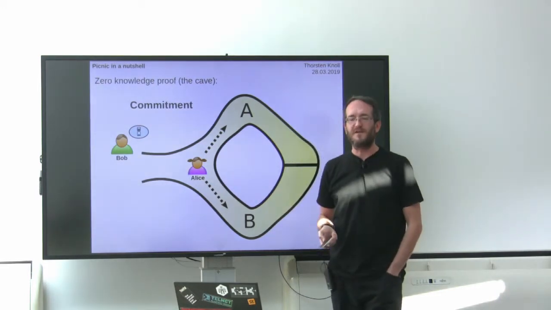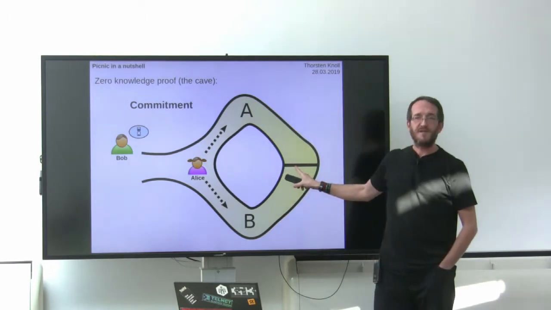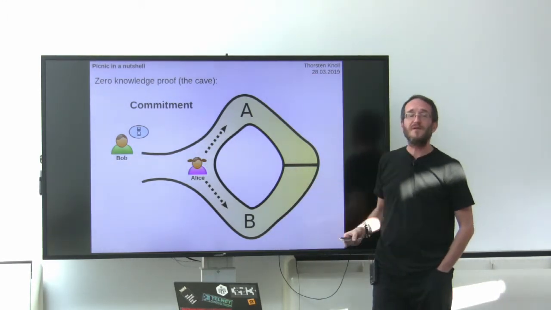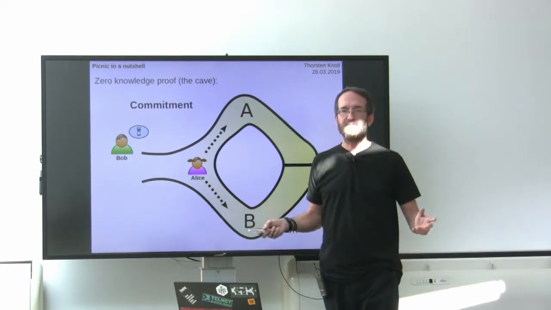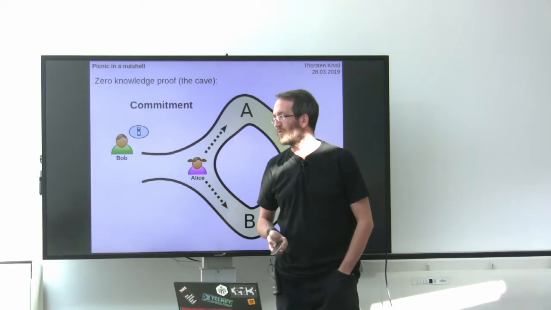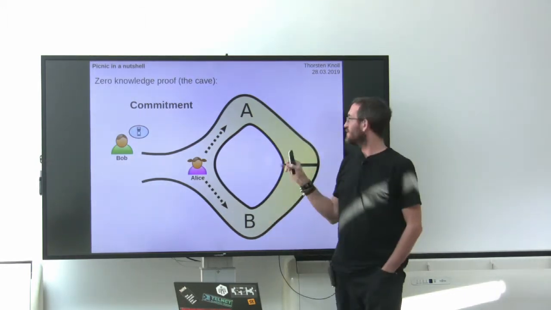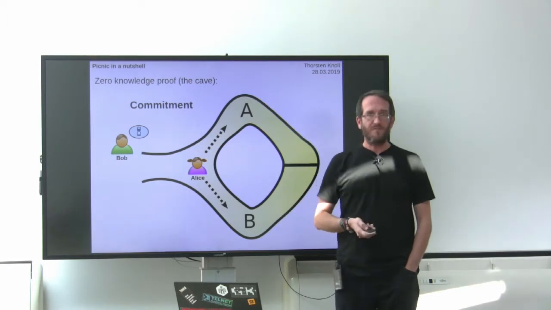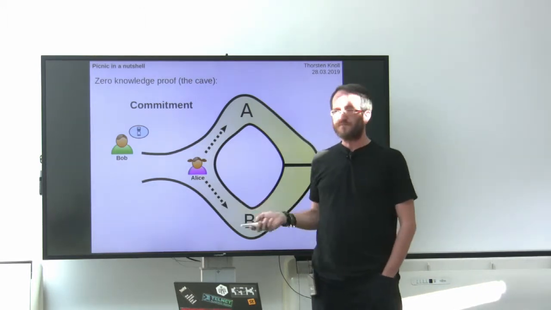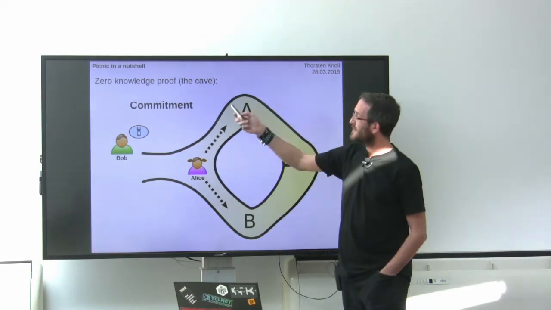And this is the first part. They commit to the riddle. And the riddle is this thing here. This is a door, and this door can only be opened with a key. Imagine it like a secret key in public key cryptography. So Alice says, hey, I know a secret, which means she has the key to that door, and she can open it. And now we're using that. So the commitment is this scenario.